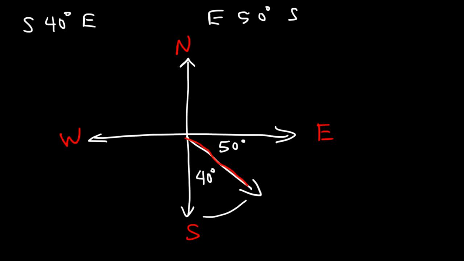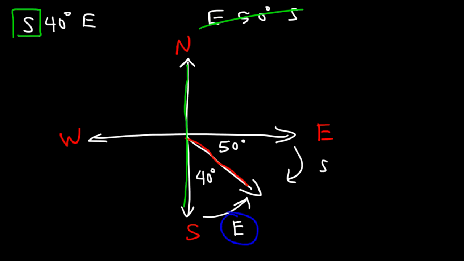Because here you're going east relative to the south line, and here you're traveling south relative to the east line. Now by definition, bearings are measured from the north-south line. So this first letter should be N or S. It shouldn't be E or W. Therefore, we're going to get rid of this answer. So it's south 40 degrees east. So you're starting from the south line and you're traveling east. So make sure you're aware of that.